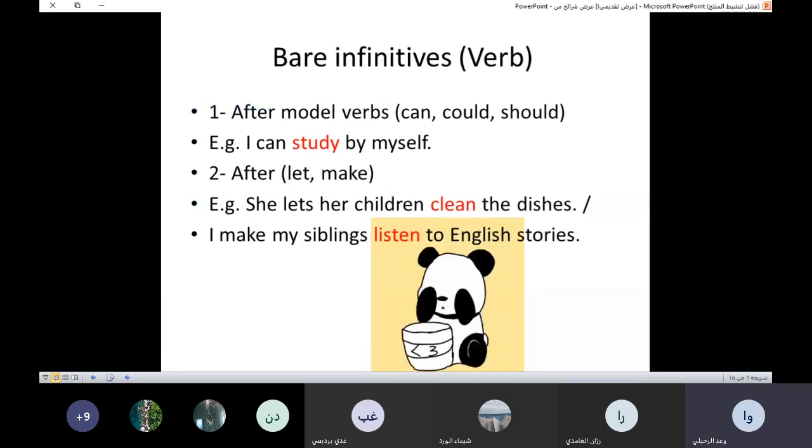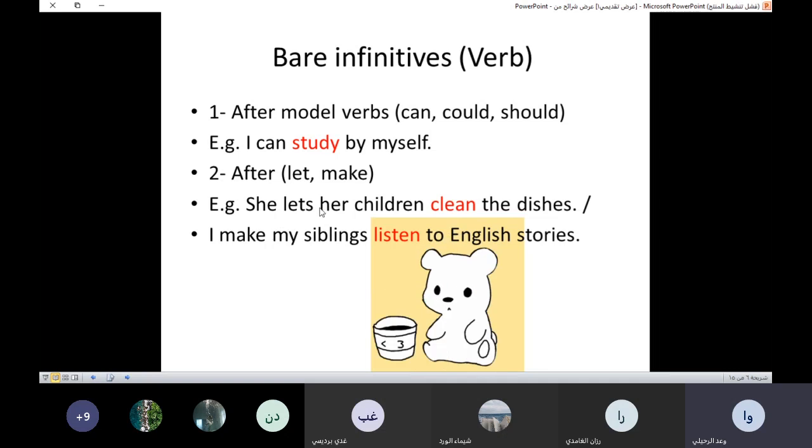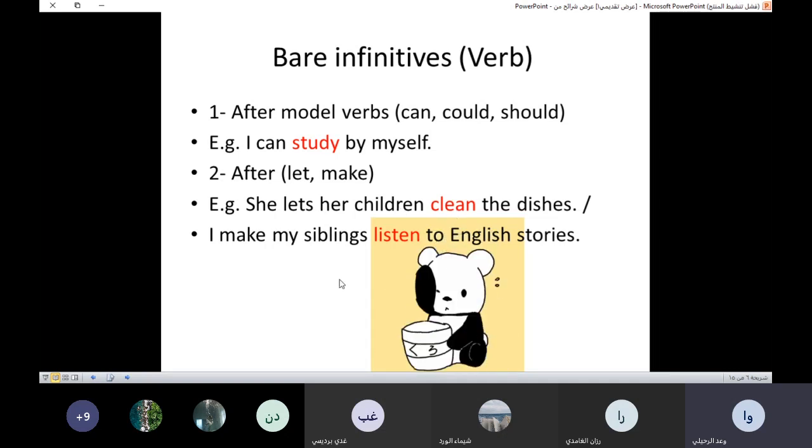And then the easiest one, which is the bare infinitives. Two situations only: modal verbs, and let and make. Whenever I see can, could, should, will, or must, those are modal verbs. After them, the verb in the base form only. Also, let and make. She lets her children clean. I make my siblings listen.